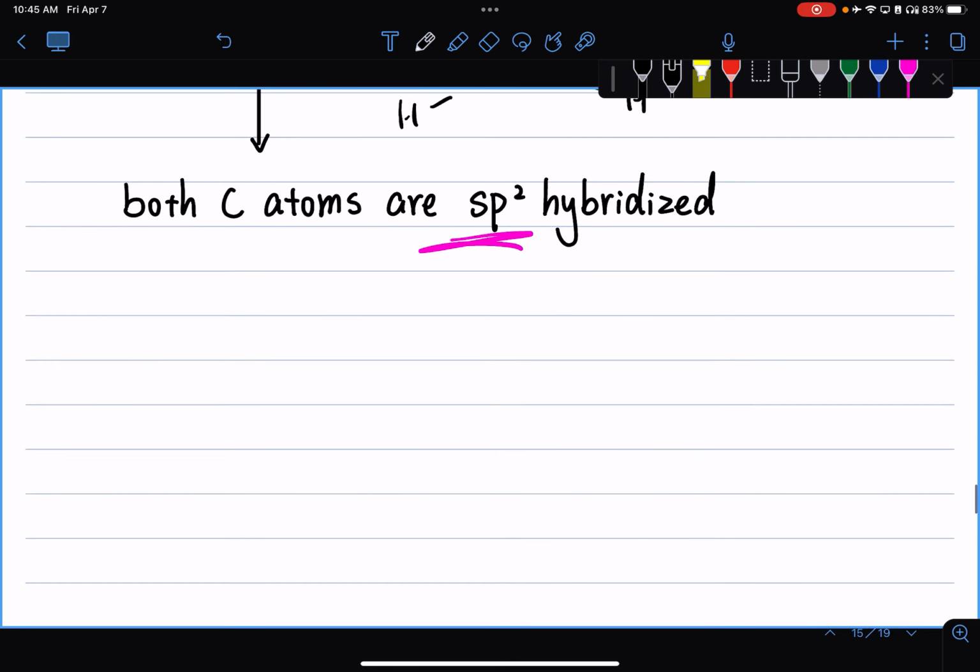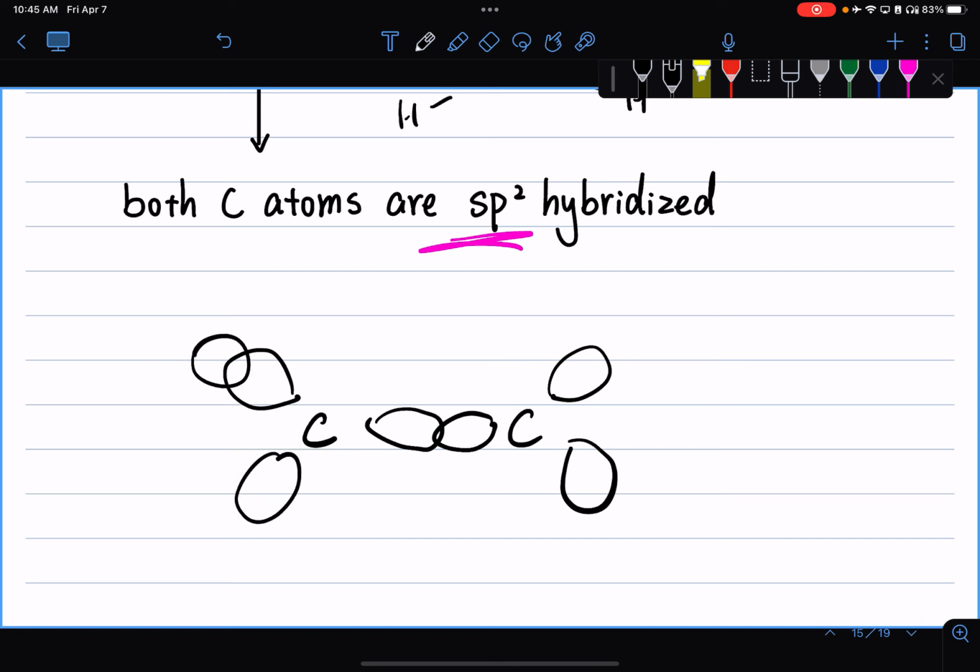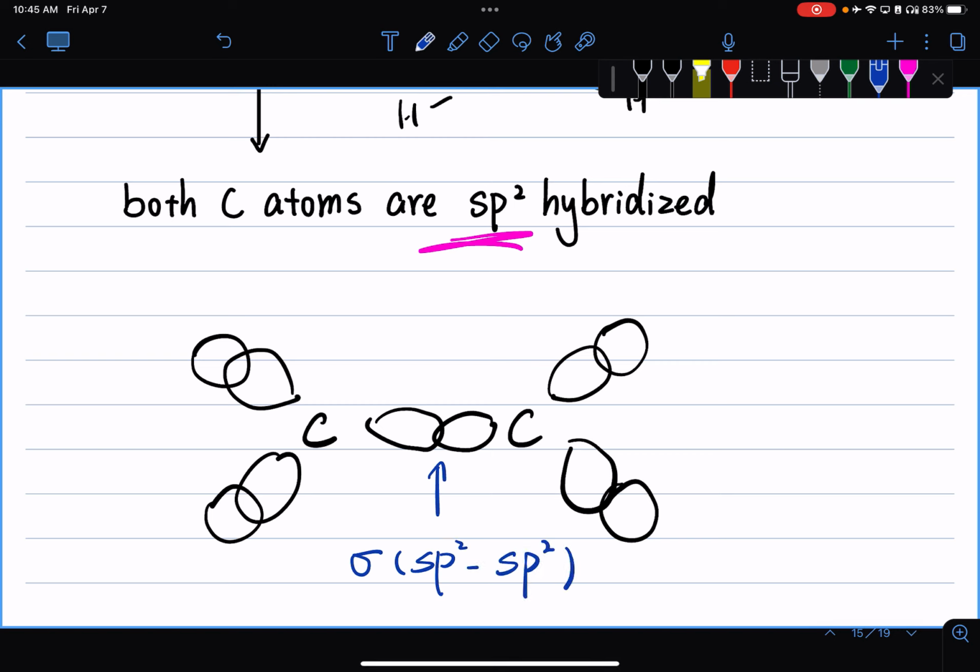And now let's sketch it. What does it look like? First, let's sketch the hybridized atomic orbitals, making a single bond, and then a sigma bond with the hydrogen. If I label it out, we have one sigma bond between the sp2 of carbon and the sp2 of carbon. We have the sigma bond between the sp2 of carbon and the 1s of hydrogen. So each of these is a hydrogen.